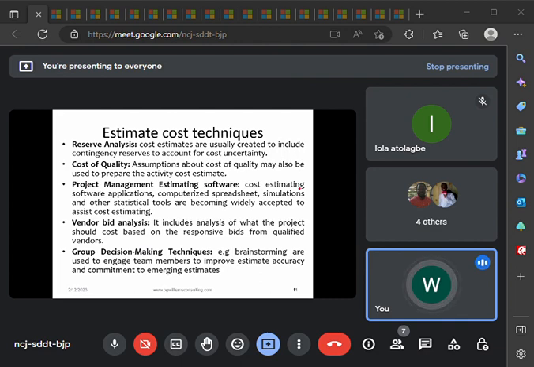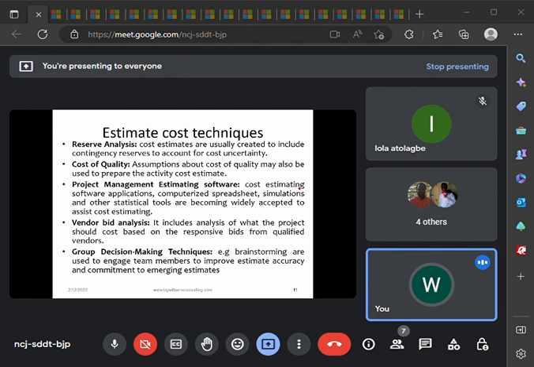Now, I remember I mentioned earlier in the class that there is no way you can totally come up with the budget or the cost for your project without having a risk analysis. And you just heard me mention that reserve analysis is that amount of money you keep aside to take care of uncertainty, the risk that you have in your project. That is what reserve analysis is.